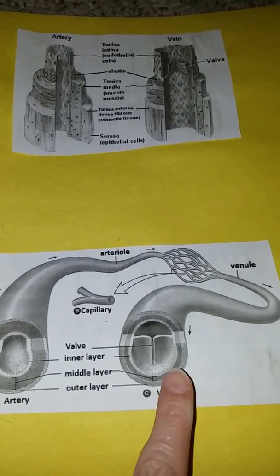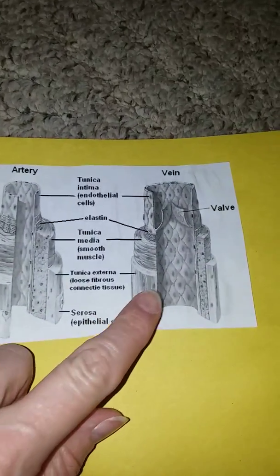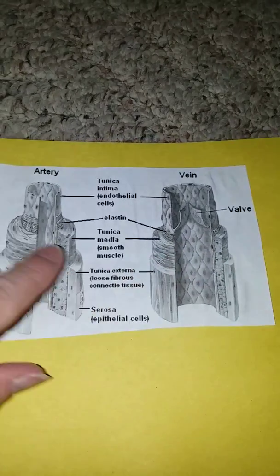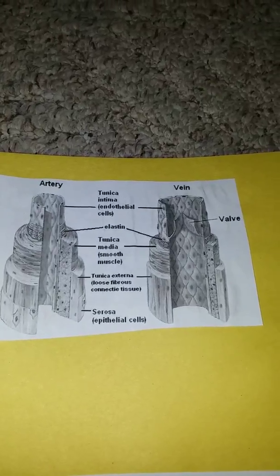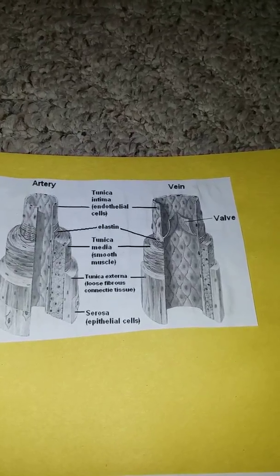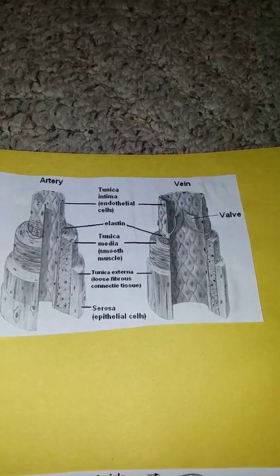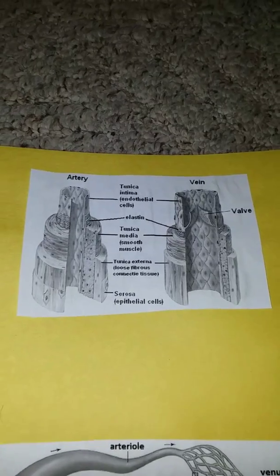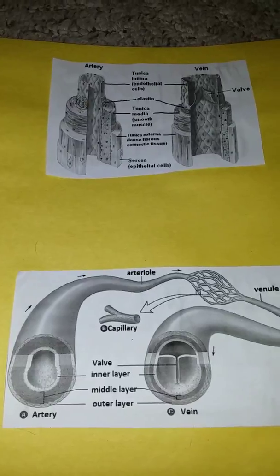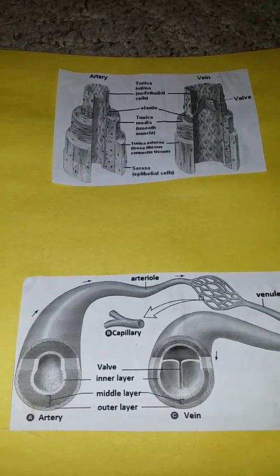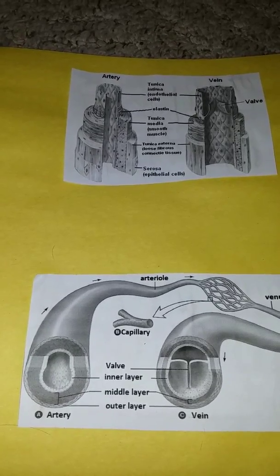Their walls are thinner. You can see that right here. And again, up here you can see the different thickness between this layer and this layer. And those thinner walls allow the vessels to expand a little more easily. Veins actually hold more blood at any given time, about 64%. And since they're on the distal end of the pressure of the pumping, they don't need to be as resilient. So that's why they have thinner walls.